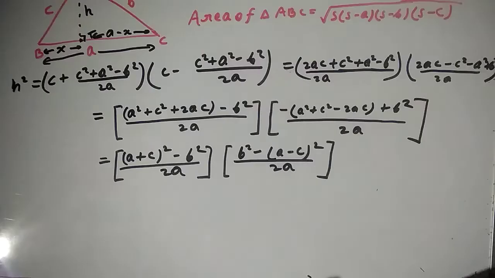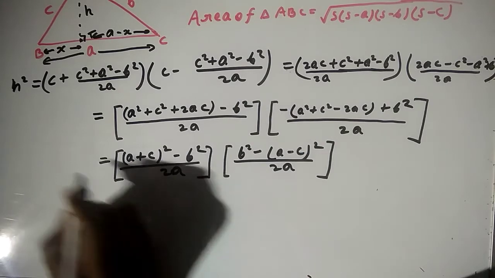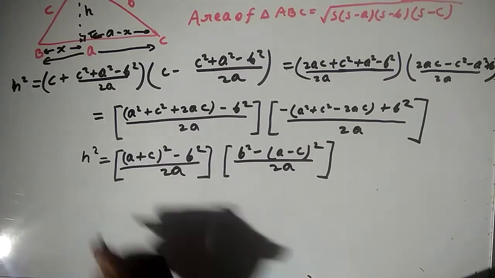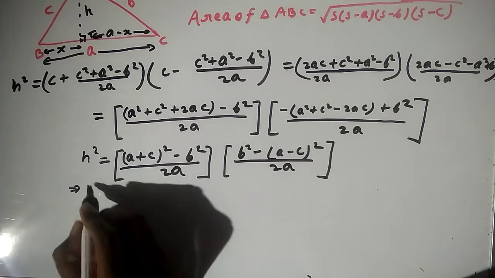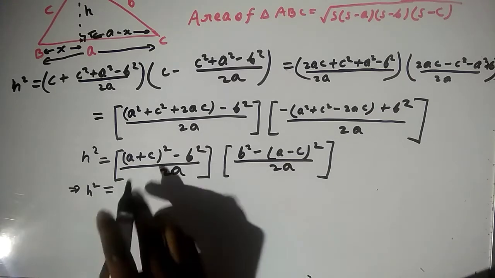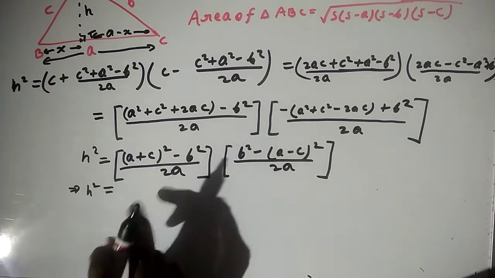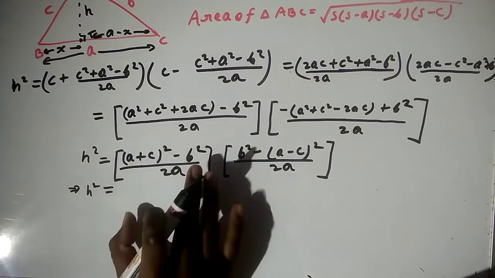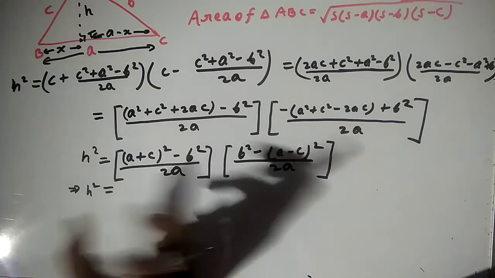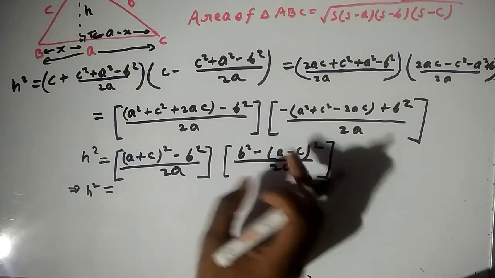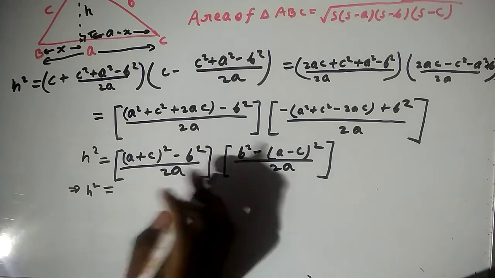Now, and this is our h square, remember. So h square is equal to, this is again in the form of a square minus b square, so we can write this as a plus b times a minus b, and similarly we can write this also. Let me write it down.